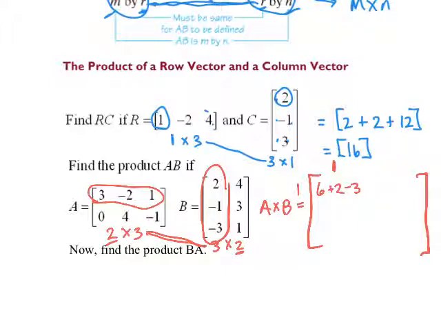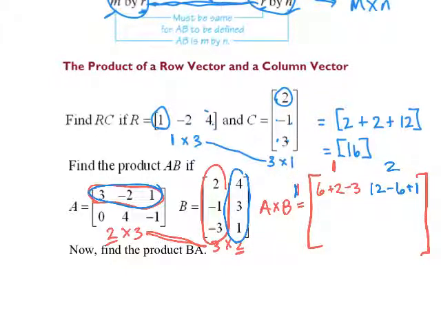Now I'm going to look at row 1 with column 2. So row 1 with column 2. And that will go into the cell referenced 1, 2. All right, so 3 times 4 is a 12. Negative 2 times 3 is a minus 6. And 1 times 1 is a 1.